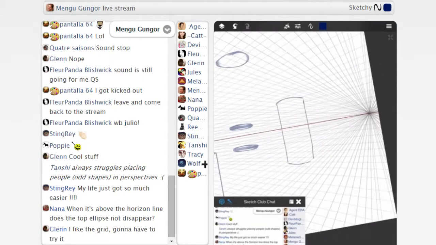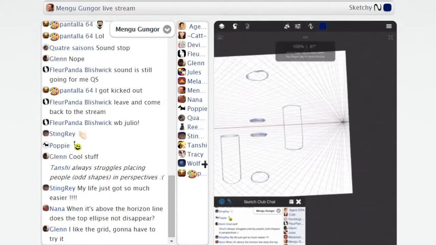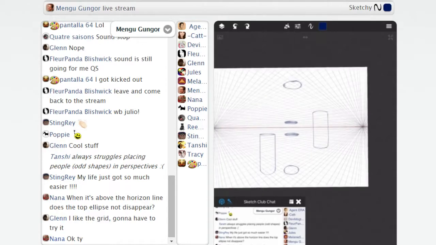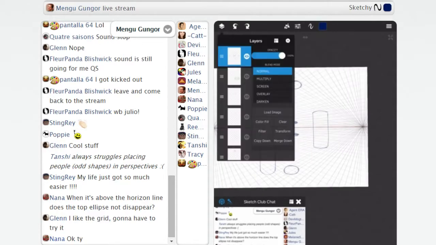Yes, it would. So basically your cylinder would look like, if part of it is above and part of it is below, you would only see that up top and that at the bottom. Basically, it goes with the same principle. You will not see the rooftop if it's above the horizon line.